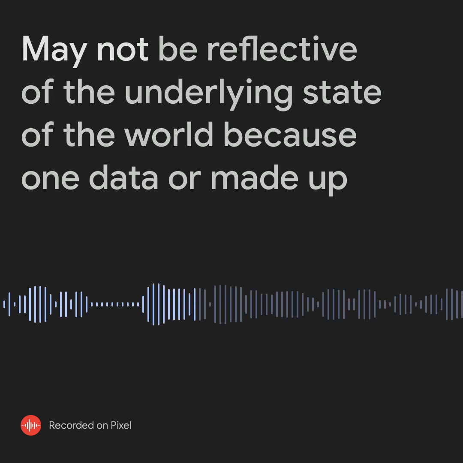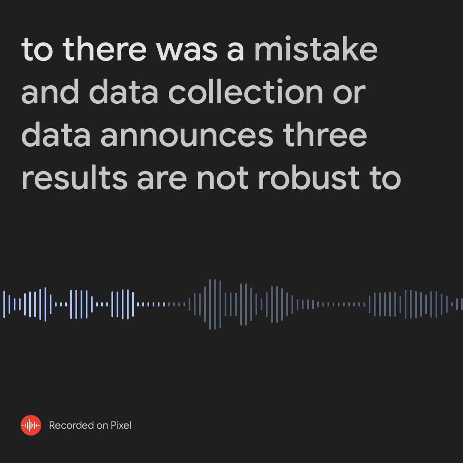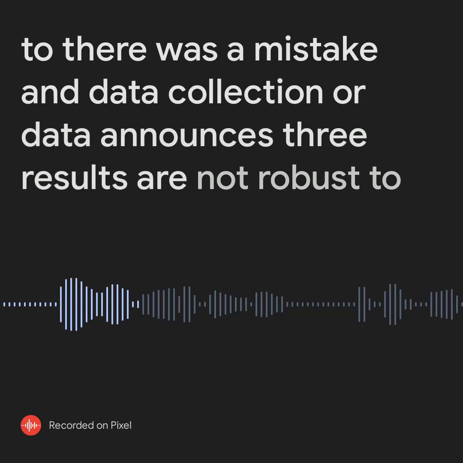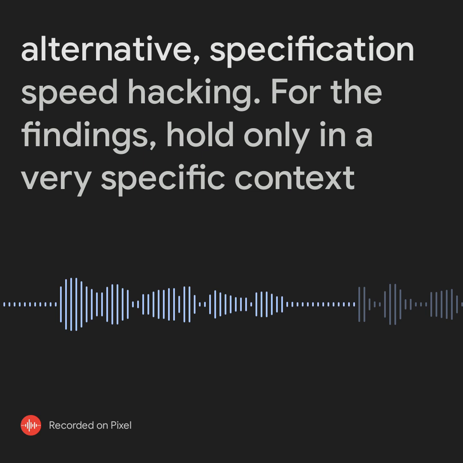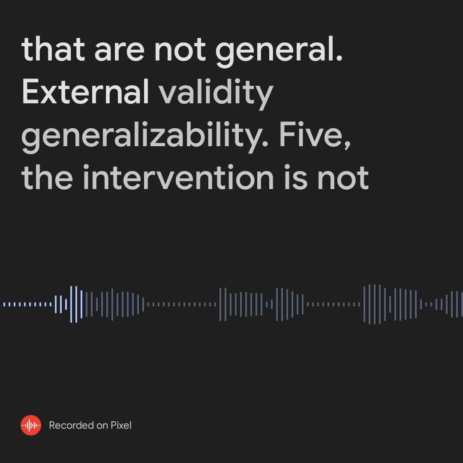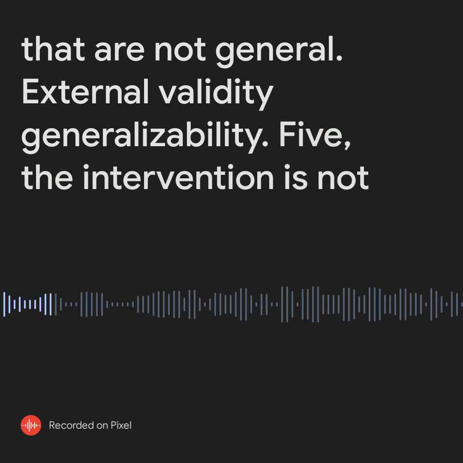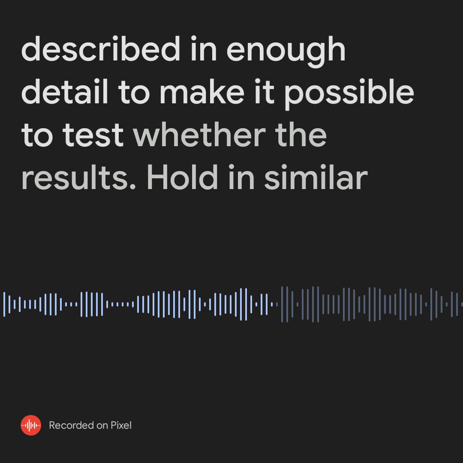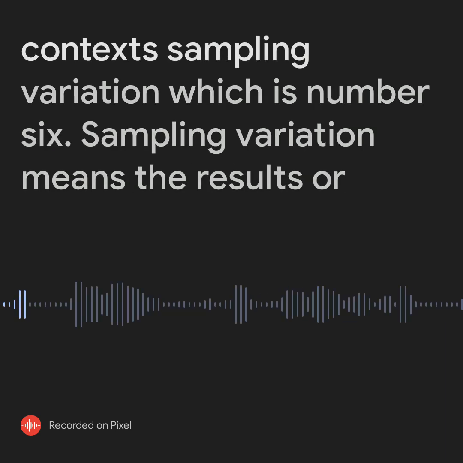Research may not be reflective of the underlying state of the world because: one, data are made up; two, there was a mistake in data collection or data analysis; three, results are not robust to alternative specifications, p-hacking; four, the findings hold only in a very specific context and are not general, external validity, generalizability; five, the intervention is not described in enough detail to make it possible to test whether the results hold in similar contexts; and six, sampling variation, which means the results were due to chance.